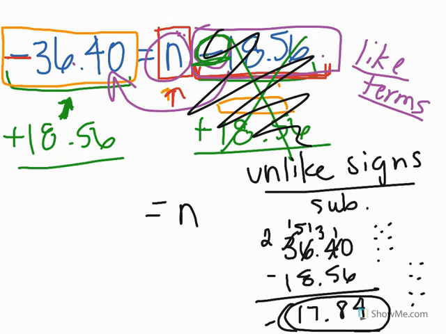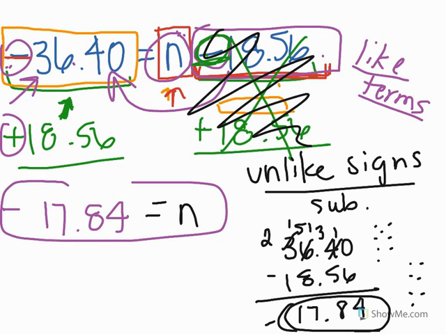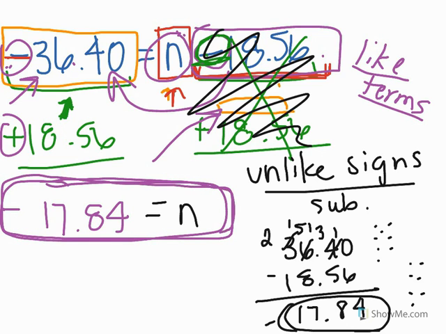Remember that when you are adding two numbers that have different signs, this one's negative, this one's positive, you use the sign of the bigger number. 36 is bigger, so our answer is going to be negative because the 36 is negative. So our final answer here is negative 17.84. Before I bought all those Twinkies, I had a grand debt total of $17.84 that I owed my buddies. Then I borrowed $18.56 more, so now I owe my friends negative $36.40, which is not so good for me.